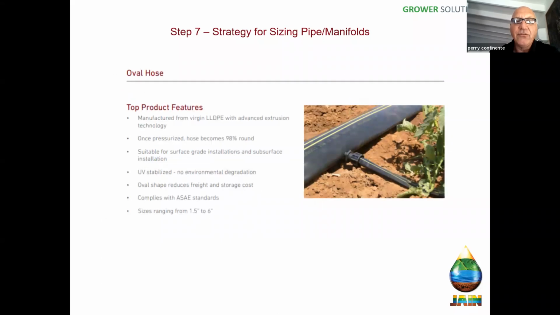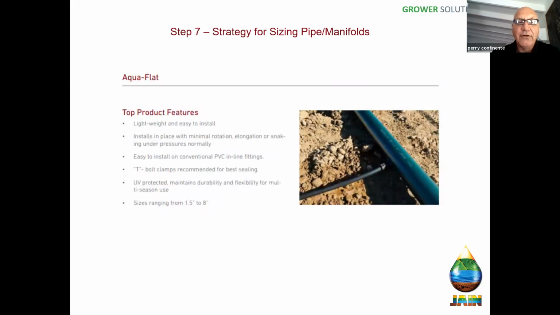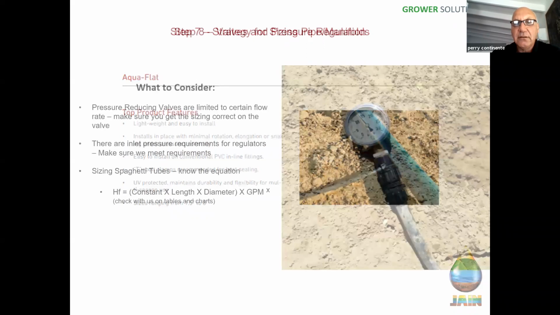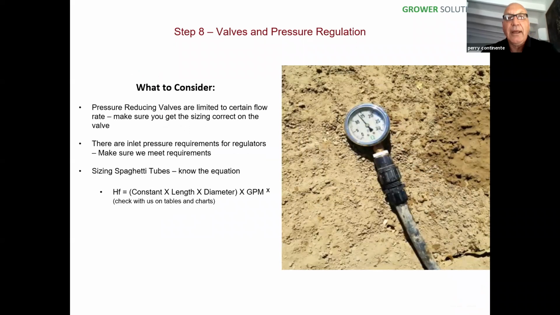So this is just showing that there are different materials that we can use. Oval hose, lay flat. Here we go. Here's Aqua Flat. It's another product that Jane sells. And valves and pressure regulation. Well, certainly do it when it's appropriate.